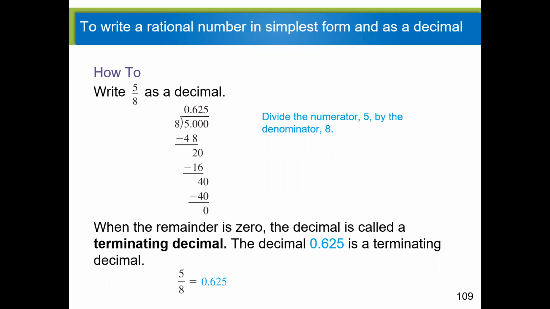So you have a little 8 out here, and you say, okay, can 8 divide into 5? Well, no, that's impossible, right? Because it's bigger than 5. So then you move 1 step over. Can 8 divide into 50? Well, it can, right? How many times does 8 go into 50?